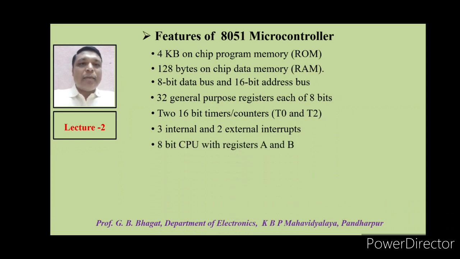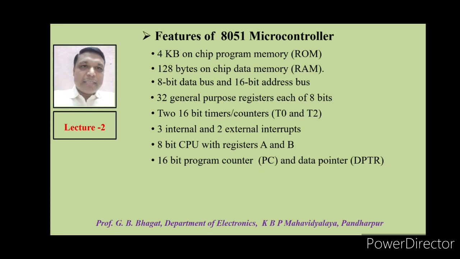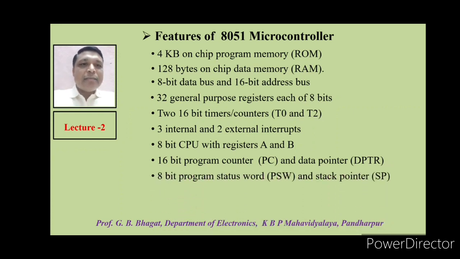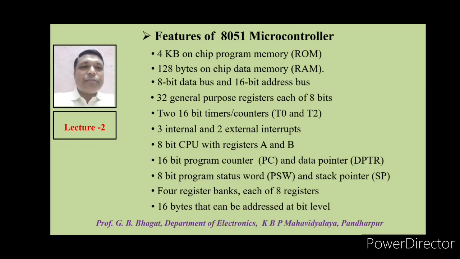Next, it has 8-bit CPU with registers A and B. Then it has 16-bit program counter and data pointer, that is both the program counter and data pointer are 16-bit in size. Then it has 8-bit PSW, that is program status word, and stack pointer. It has 4 register banks. Each bank consists of 8 registers. It has 16 bytes that can be addressed at bit level, that is these 16 bytes are called bit level address.